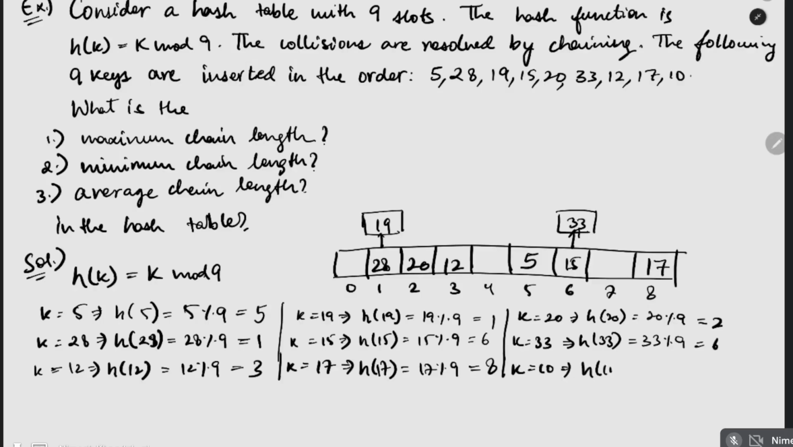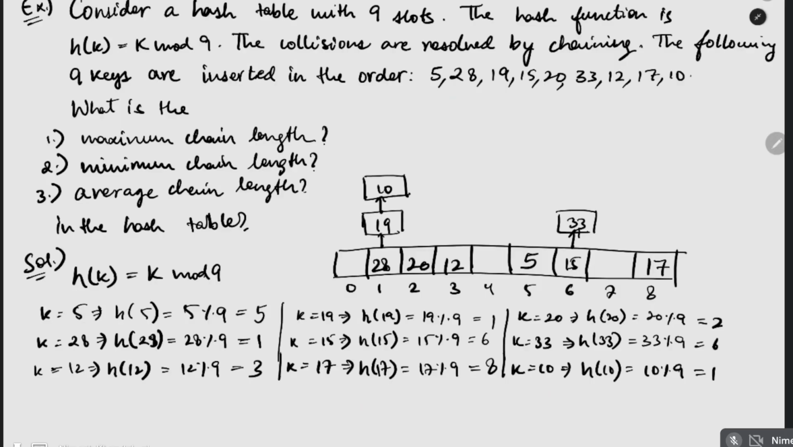10, h of 10 is 10 mod 9, that is 1. So we have another chain at that place. And now we have exhausted basically all the remaining options, right?